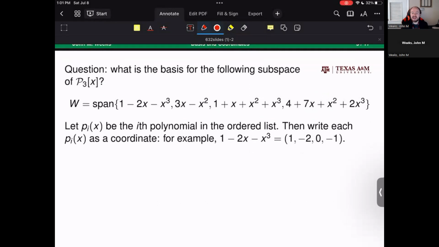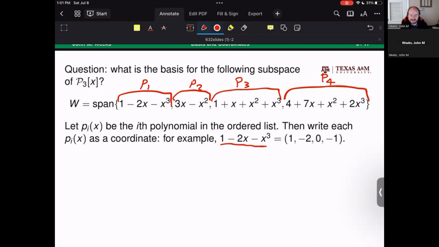Let's see if we can apply that knowledge here. Let p sub i be the ith polynomial in this ordered list. So for example, let this be P1, this be P2, this be P3, and this be P4. Then we can write each p sub i as a coordinate in terms of its coordinate mapping in R4. For example, we can write 1 minus 2x minus x cubed with respect to its standard basis. The standard basis for P3 is 1, x, x squared, and x cubed.